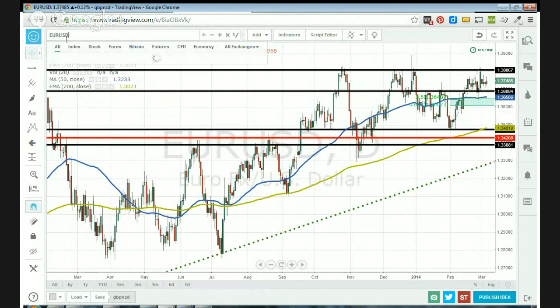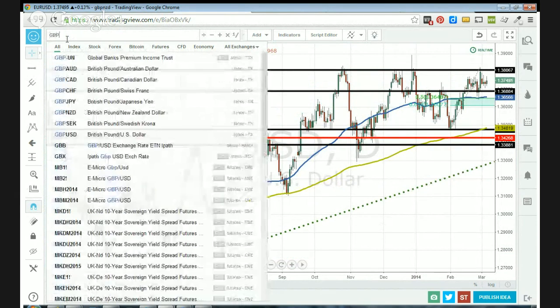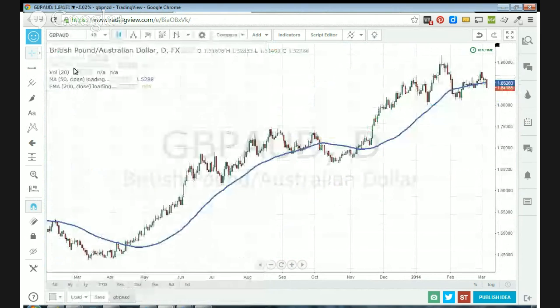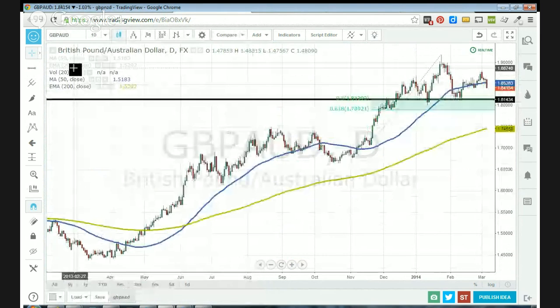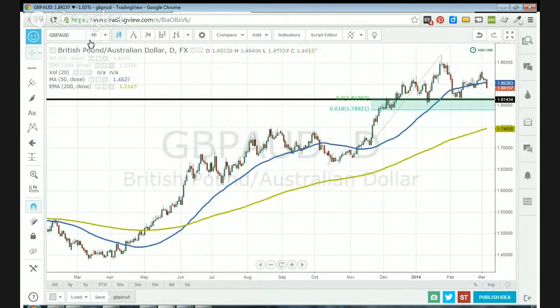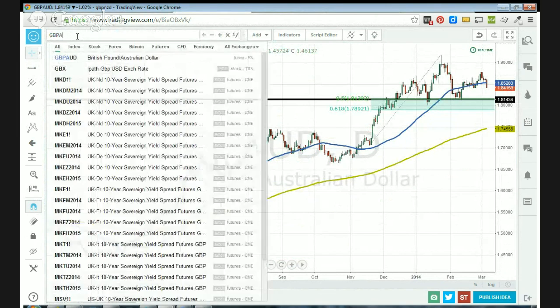Okay, let's go to the pound pairs. Pound Australian dollar. Still waiting for a pullback to 81.43. You can see we're in an uptrend. You can see that as an established support level. It's really as simple as that, just waiting for the market to pull back.